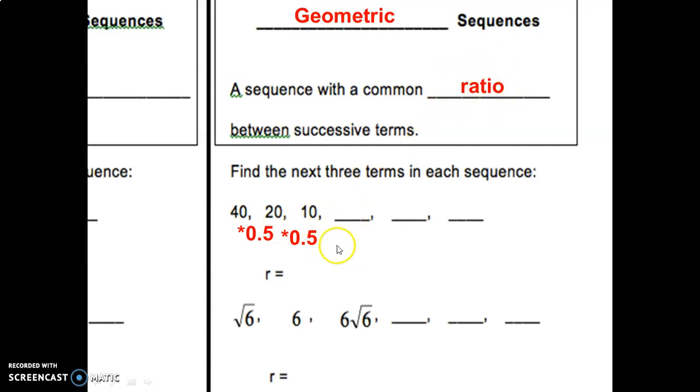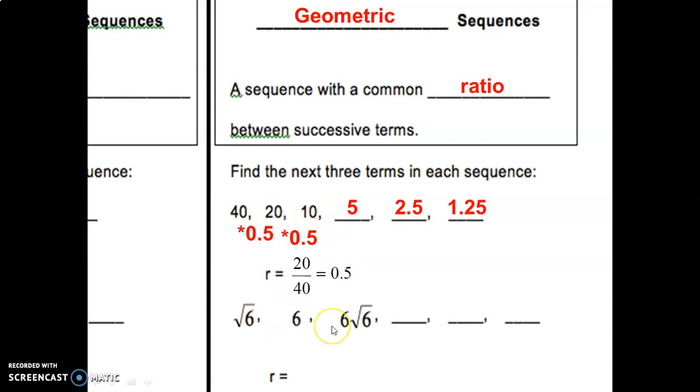So if you continue the pattern here, half of 10 is 5, half of 5 is 2.5, half of that is 1.25. That is now a geometric sequence. It has a common multiplier, which is known as a common ratio. We're going to use the letter r. And the way to find the common ratio, just like we found the common difference by taking u2 minus u1, so taking the next one and subtracting the previous, now to find the common ratio, we're going to take the next one and divide it by the previous. So when you divide 20 by 40, you get 0.5, our common ratio. Or if you divided 10 by 20, you would get 0.5, our common ratio.